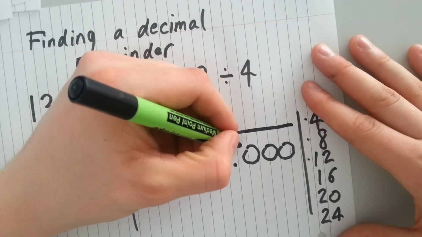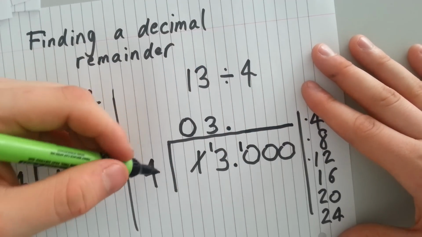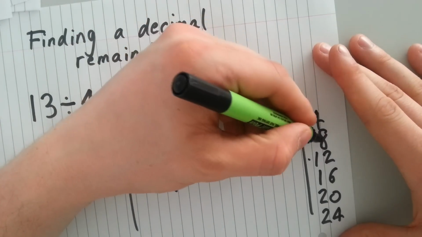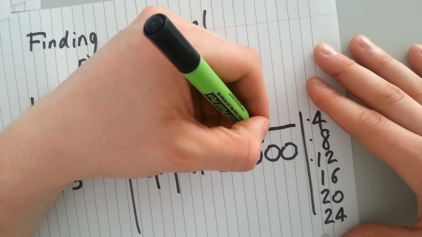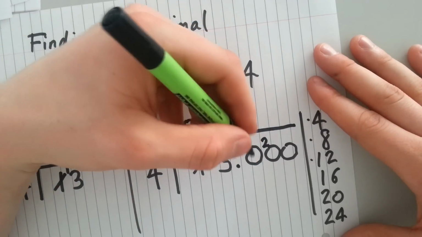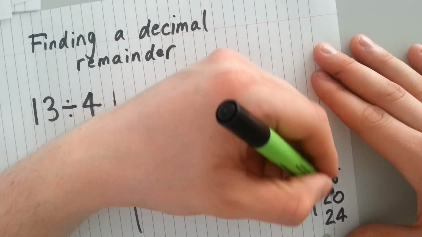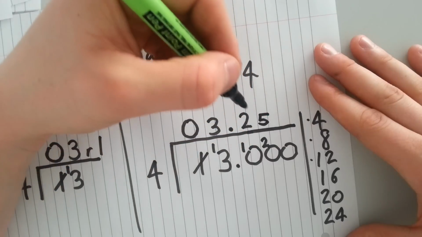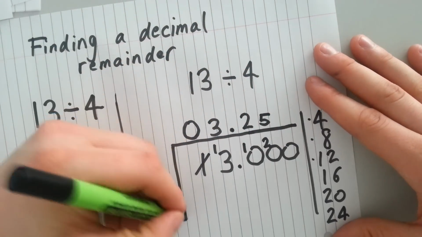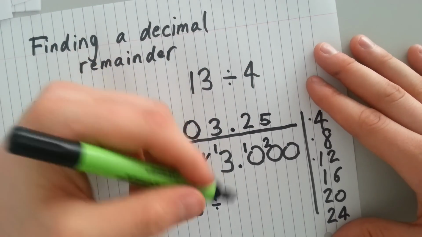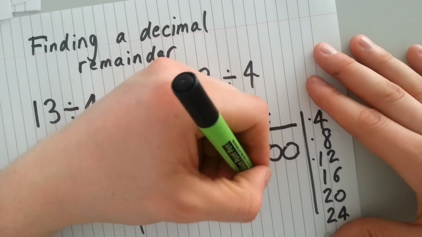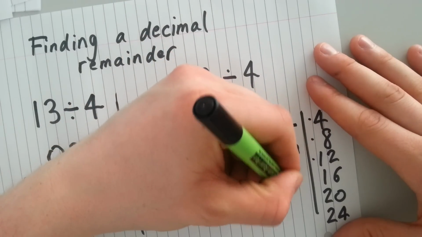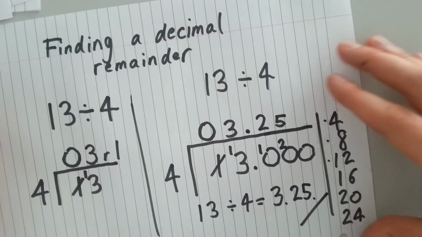So let's take our remainder 1 and put it here. Now we ask ourselves how many 4s go into 10. Well, there's 1, 2, and we've got a remainder of 2 still, so let's carry that. 4's into 20. 1, 2, 3, 4, 5, and we're done, okay? So our answer to 13 divided by 4 is simply 3.25. And that's how we find a decimal remainder.